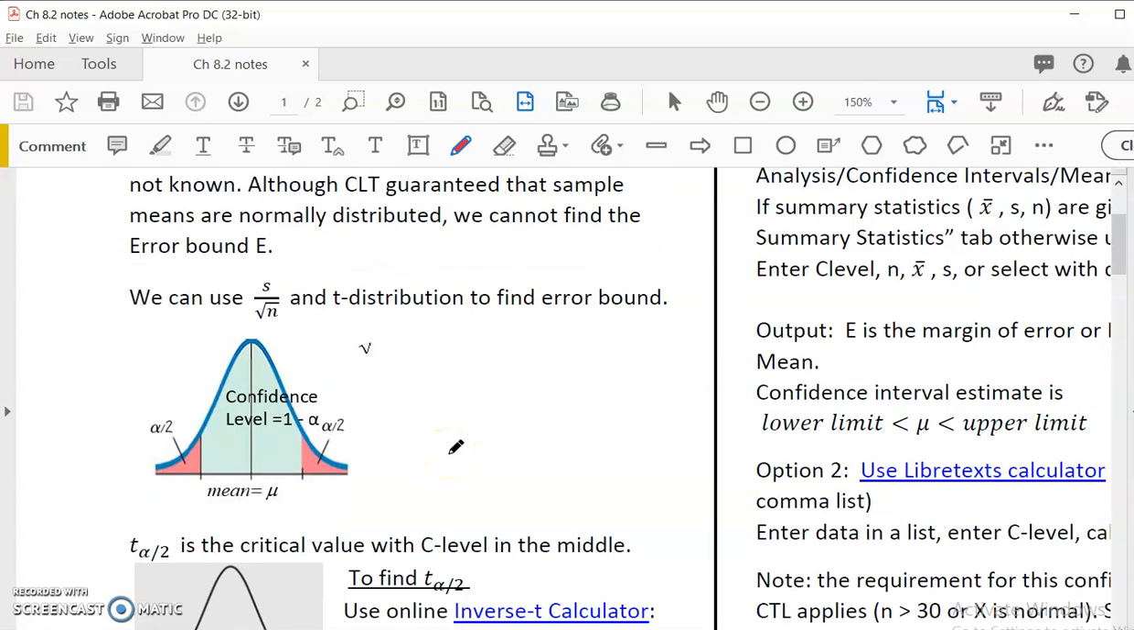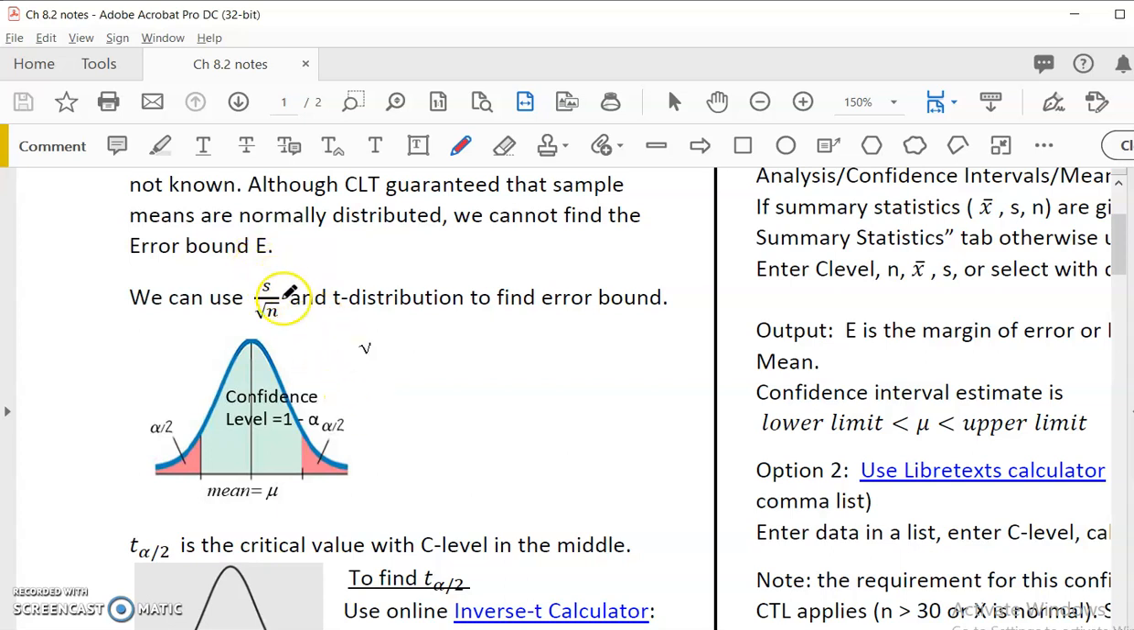So can I just use the sample standard deviation S over square root n to replace it? When n is really, really big, maybe okay. But if your sample size is really small, even less than 20, that may be an issue, especially if S is a big number. S may differ from sigma a lot, just because of the small size. So you cannot just use this to represent sigma.